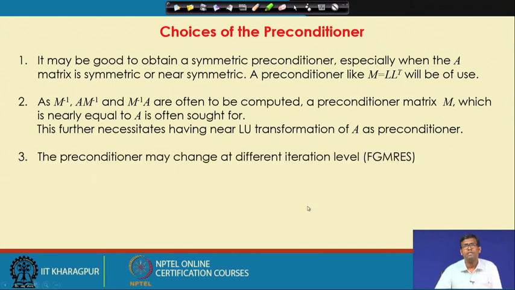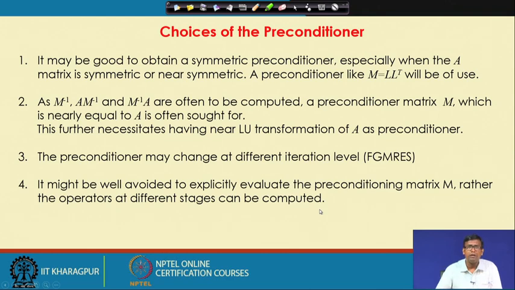The preconditioner may change at different iteration levels, which we have seen from flexible GMRES. So, at different iteration levels we can try to recompute the preconditioner, which is also possible if we are using flexible GMRES. It might be well to avoid explicitly evaluating the preconditioner matrix M. Rather, the operators M inverse and M inverse A at different stages and their effect on the solution can be computed. So, instead of computing M, evaluating M, storing it somewhere, we should rather see how the matrix product of M inverse into something can be directly used.